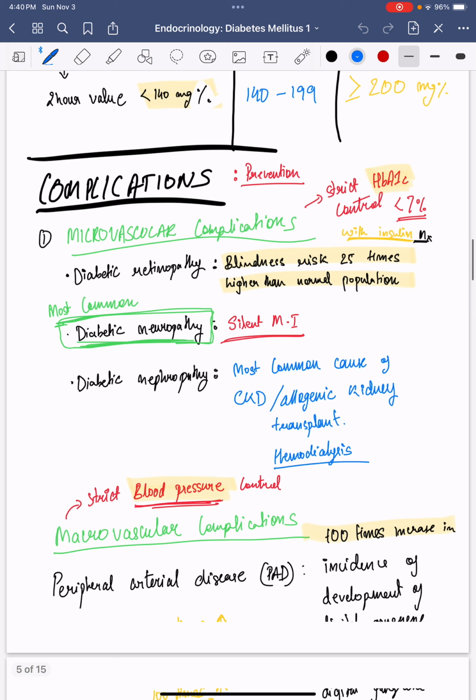Diabetic retinopathy: in this, the blindness risk will increase 25 times higher than the normal population without diabetes. Diabetic neuropathy is the most common microvascular complication, which can lead to silent myocardial infarction.